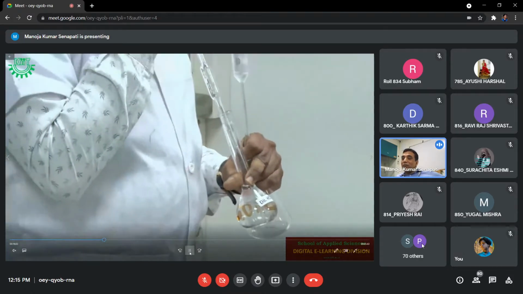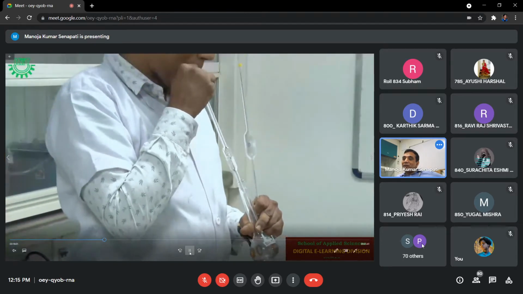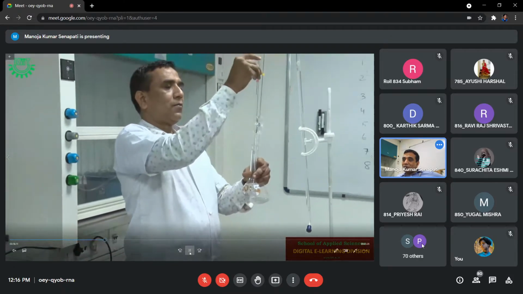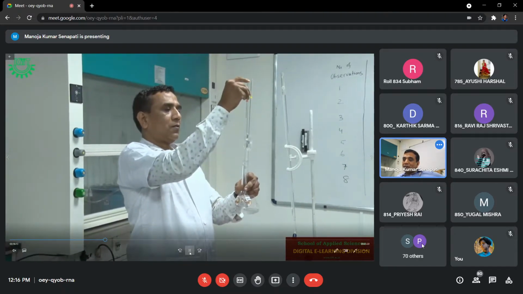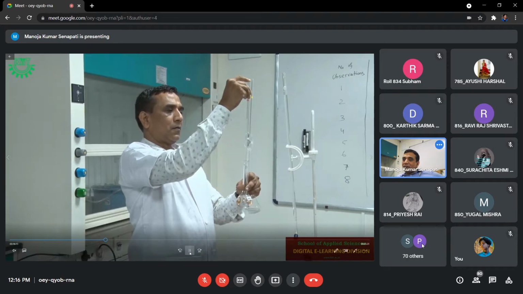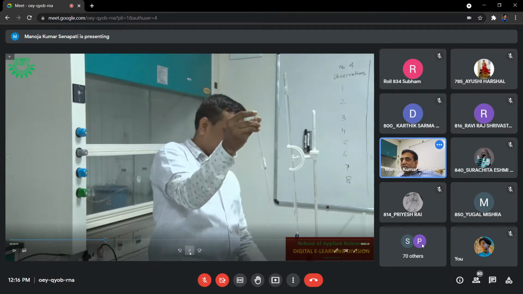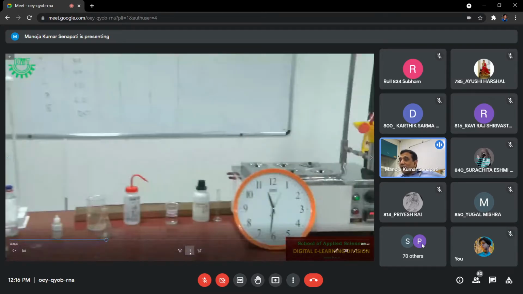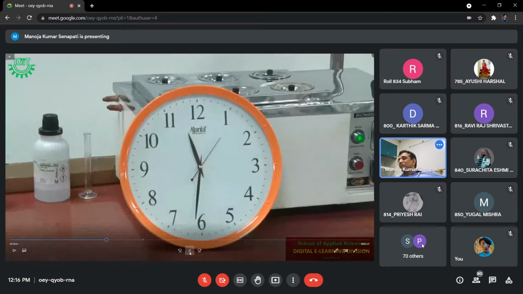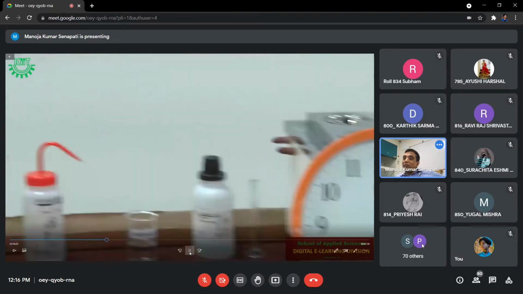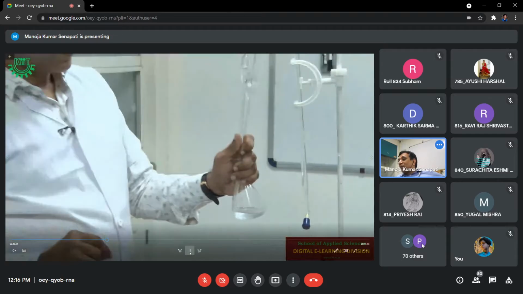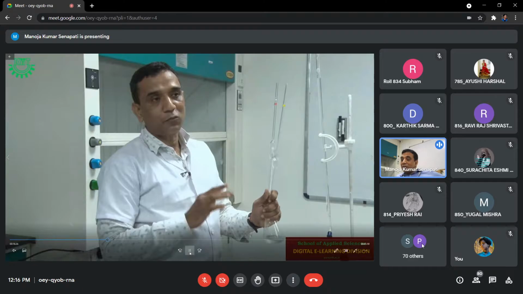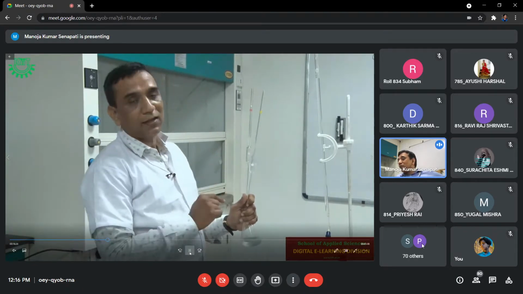Now simultaneously I am also doing the pipetting. This is the reaction mixture, I am taking 10 ml. And exactly at 11:31 I am releasing that 10 ml which I have pipetted into the conical flask. So when you add it to the ice water, the temperature of the reaction mixture comes down and the reaction will also be arrested.